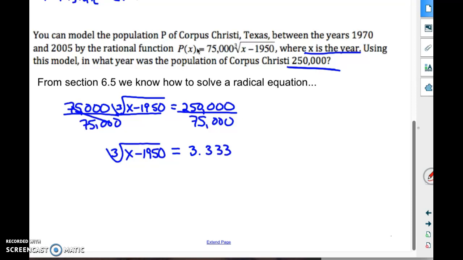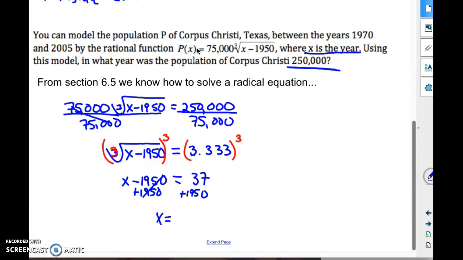And then I want to get rid of this cube root, undo the root. We'll take it to the third power on both sides. So we get x minus 1950 equals 3.333 to the third power is about 37. I've rounded a little bit. Add 1950 to both sides.